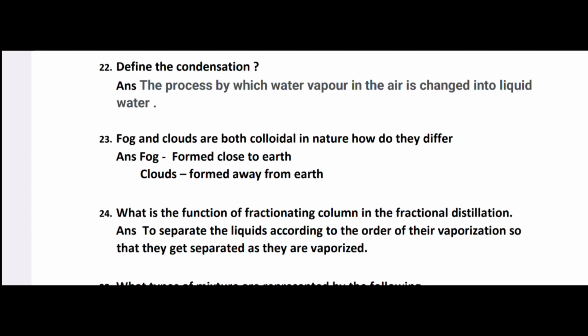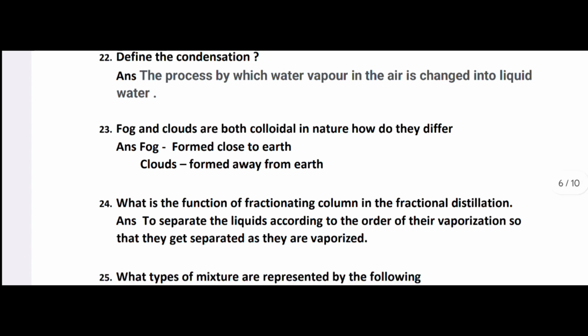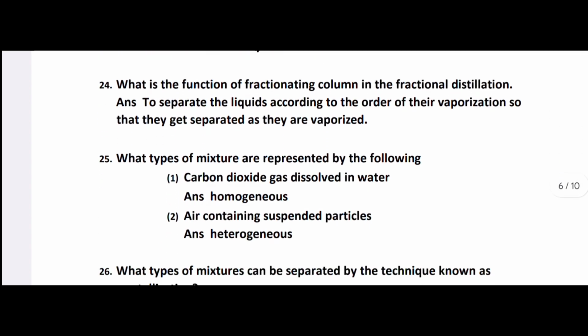Now question number 23: fog and clouds are both colloidal in nature. How do they differ? Fog forms close to earth, whereas clouds form away from earth. Question number 24: what is the function of the fractionating column in fractional distillation? The fractionating column has a very important role in fractional distillation, that is to separate the liquids according to the order of their vaporization, so that they get separated as they are vaporized. Clear?